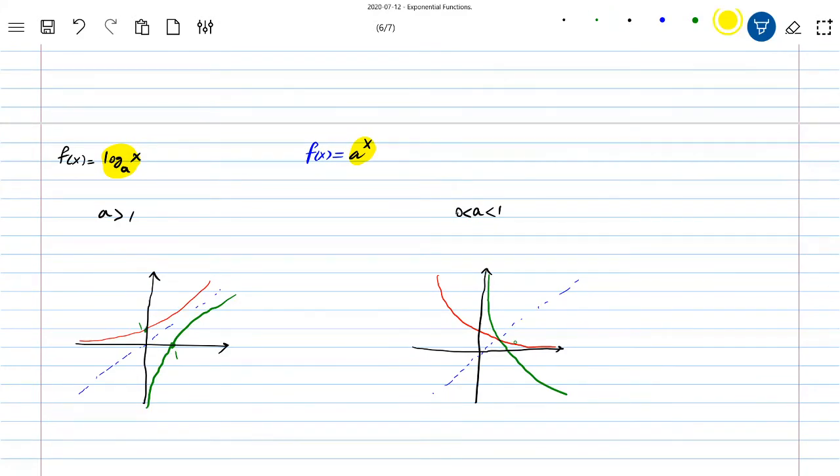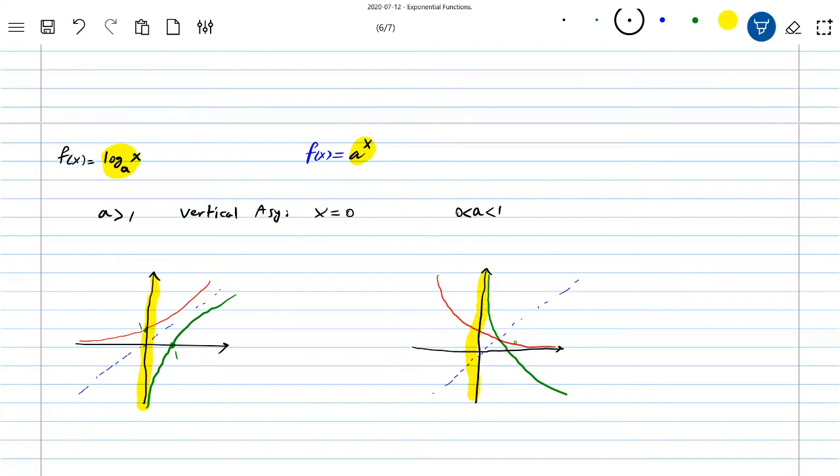But what has changed is, remember the horizontal asymptote now has become a vertical asymptote. This y-axis, the green curve is approaching that y-axis in both cases. So for a logarithmic function, what we have instead of a horizontal asymptote is a vertical asymptote. What is that vertical asymptote? In this case, it's simply the y-axis, which is the vertical line x equals 0.